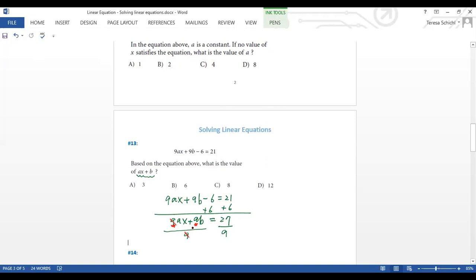Don't forget that when you divide by 9, you need to divide both terms on the left. What is the right side going to be equal to? 3, right? So your answer is ax plus b equals 3, which is choice B. When we do these types of problems, like I mentioned, they are easy, but you need to be fast because the SAT is a timed exam.